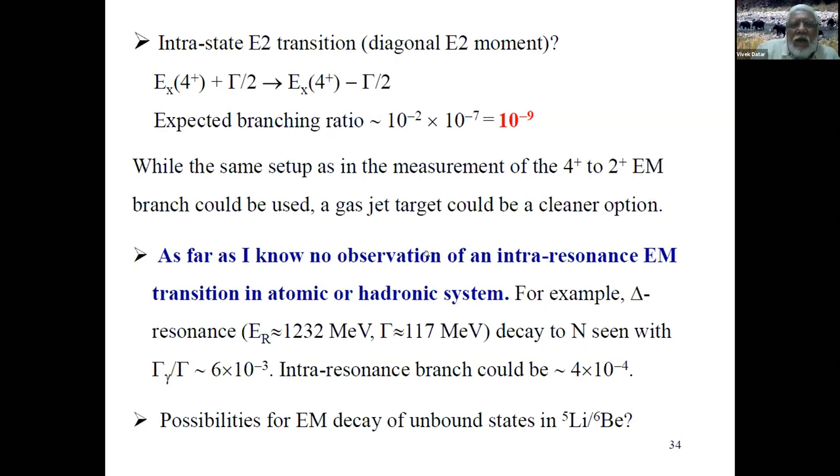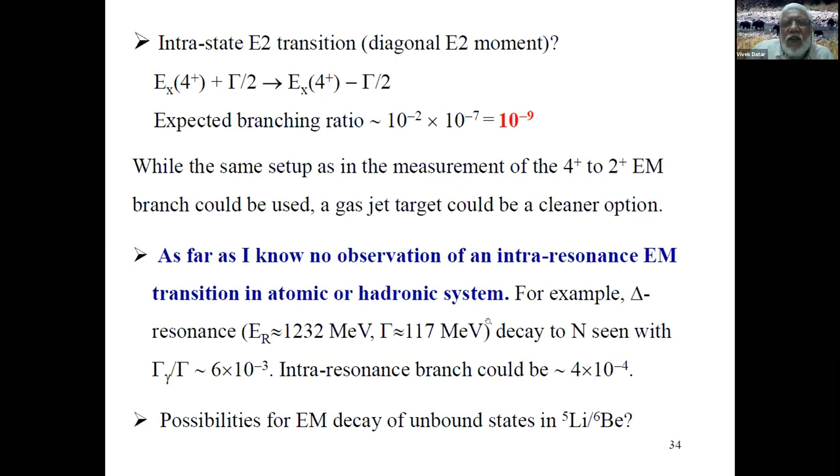And this is the unique feature that there is probably no observation of an intra-resonance electromagnetic transition in, leave alone any nuclear system, in any atomic or hadronic system. A single resonance to resonance decay, intra-resonance decay. For instance, the delta resonance: we know the delta resonance gamma decays to the nucleon, and that branch has been seen. So the 6 parts per mil, and an intra-resonant branch should be roughly 0.4 mil. But this has not been, as far as I know, measured at all, though I don't know whether there is some unpublished data.